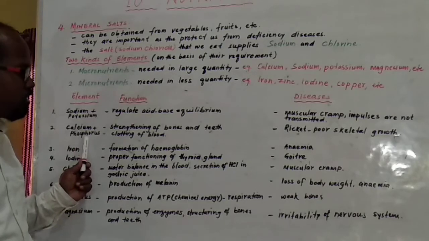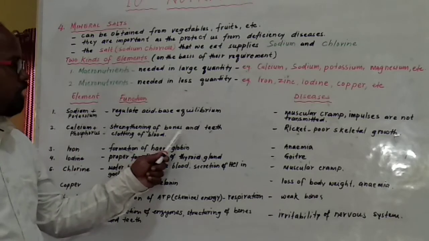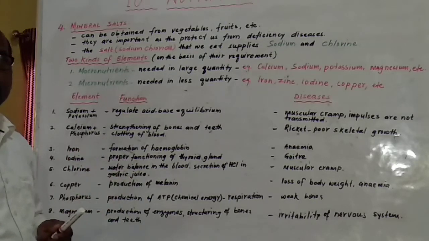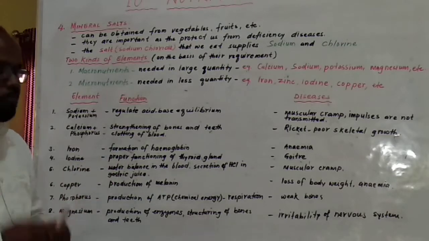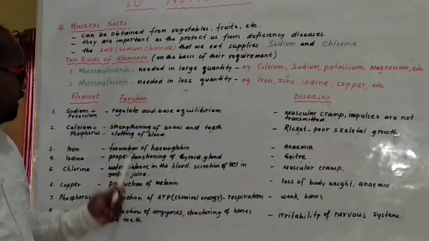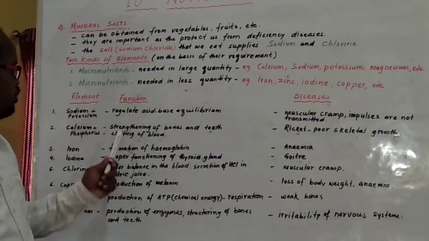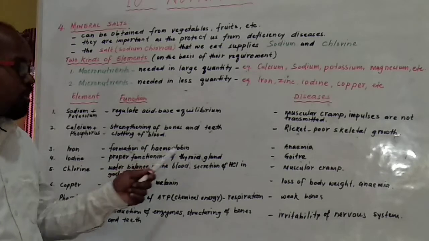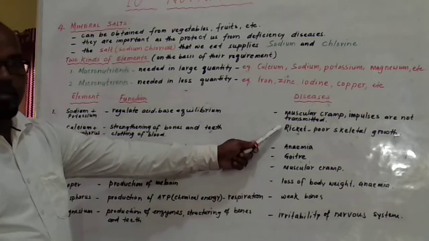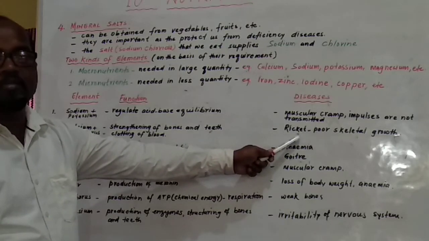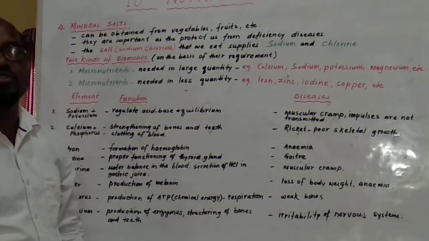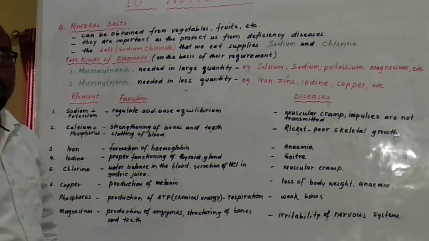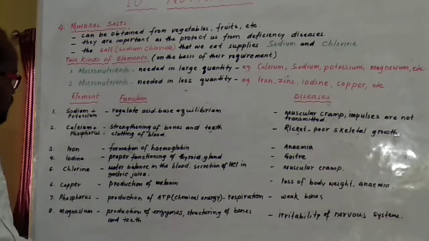Calcium and phosphorus strengthen bones and teeth, and particularly calcium helps in clotting of blood. Our bones are very important, teeth are important, and clotting of blood is also important. So we need to take calcium and phosphorus because they strengthen our bones and teeth. Deficiency disease: rickets, poor skeletal growth. Our skeletal system is very poor due to the lack of calcium and phosphorus.